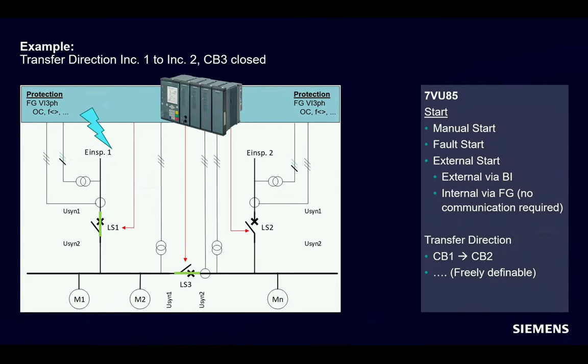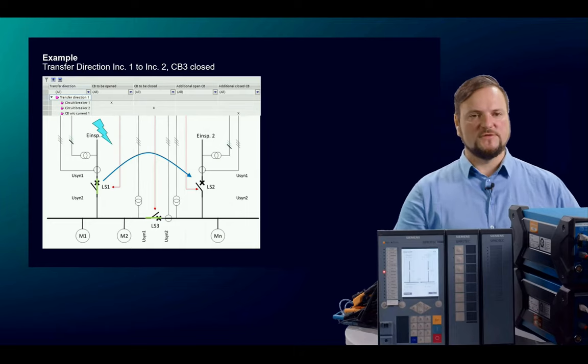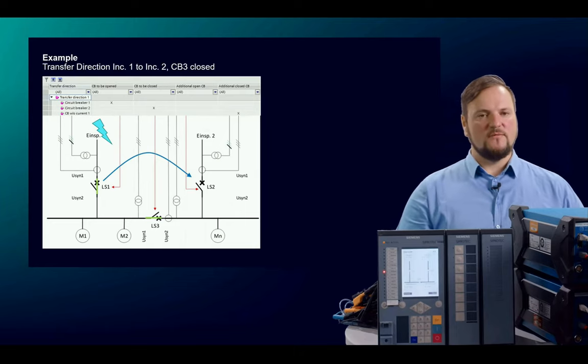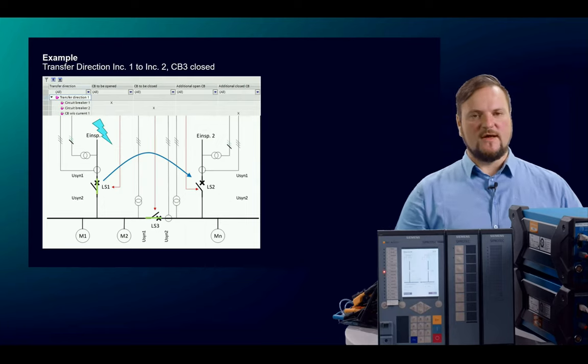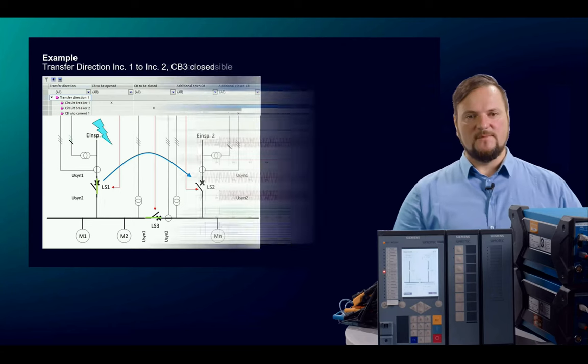Now we have a fault on the first incomer, and we want to transfer from the first incomer to the second incomer. That means we have to close breaker 2 by opening breaker 1 and closing breaker 2. How did we do that, and how did we check it? By these tables. For the first transfer direction, we have to open breaker 1, close breaker 2, and on the right side check if the tie CB is closed. If the tie CB is not closed, then this transfer direction is not ready.